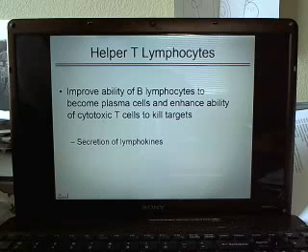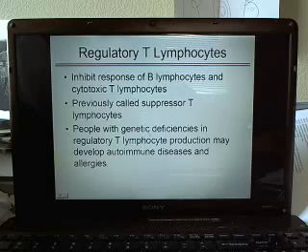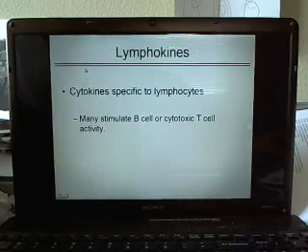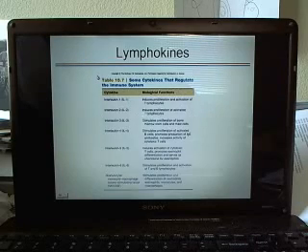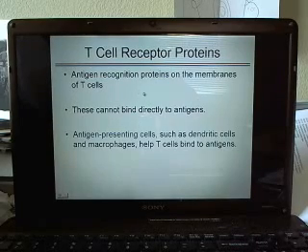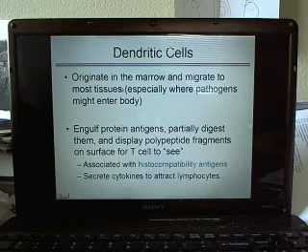Helper T cells take the antigens and present them to the B and T cells. Lymphokines are like cytokines to lymphocytes. T cells have receptor proteins. Again, they take the antigens and present them to the lymphocytes. Dendritic cells do the same thing.